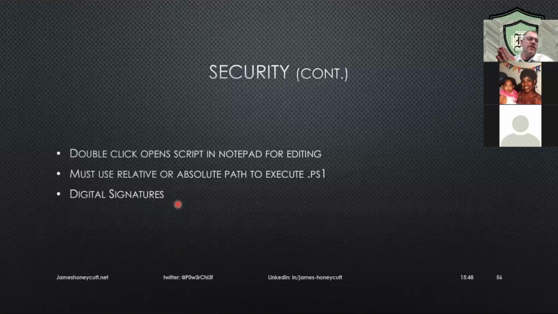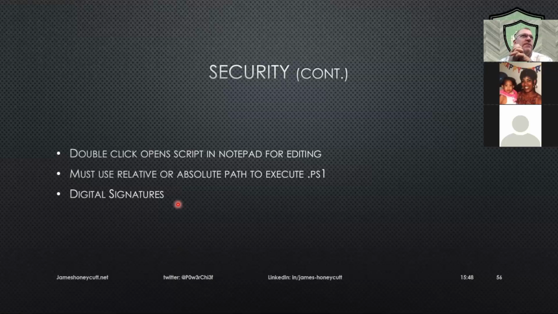So one of the other things we got when we went to 5 is when you double click on a PowerShell script, it is set by default to opening Notepad versus actually running it. So it's kind of like in Bash. If you wanted to execute a PowerShell script, you actually have to do a ./ and then the script name. You can't just type in the script name and expect it to work.